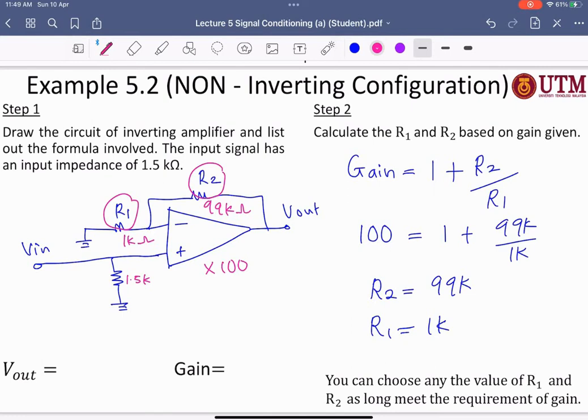For this non-inverting configuration, we also consider the input impedance. Okay, because we don't want to lose the input, right? Yes, to the ground, because we don't want to lose the input. If we put the resistor here, that means we have lost a little bit of the Vin here. You understand it? So that's why we put it like here.